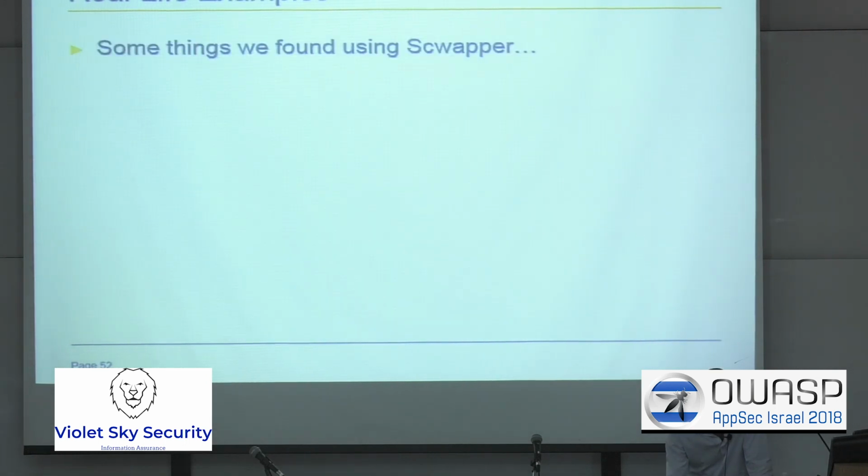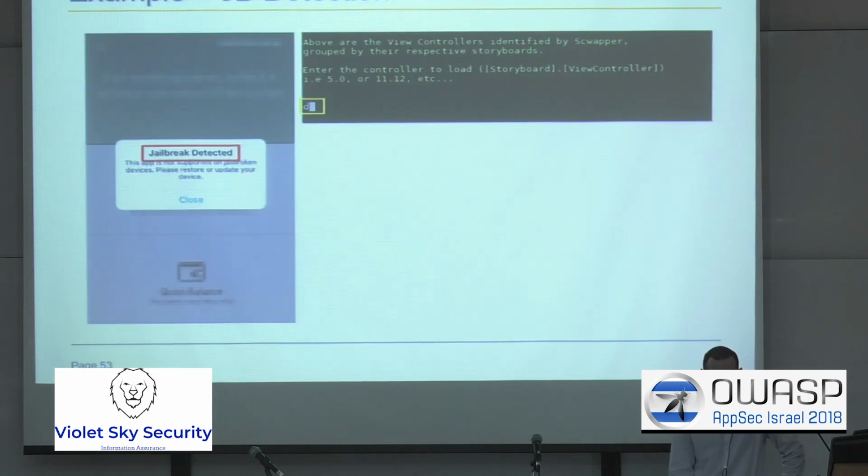So let's see a few examples of what you can do with this approach. This is, for instance, an application which has jailbreak detection. And I can tell you that this application has jailbreak detection that some of the best tools of jailbreak detection, like Liberty, could not bypass. We looked through this application, and we've seen that good tools for jailbreak detection could not bypass this.